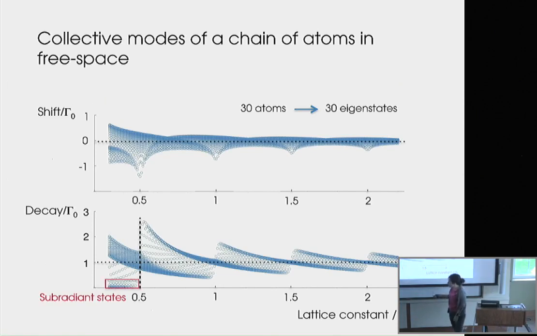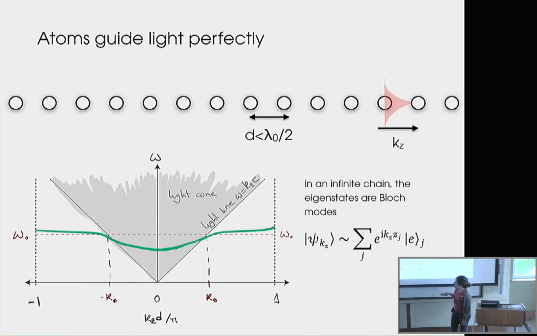And in particular, once you cross a critical distance, that is half of the free space wavelength, you find that you have very dark states, subradiant states. So one thing that we realize is that one can understand these subradiant states in a useful way, at least for us and what remains of my talk. And we understand subradiant states as guided modes of an atomic chain. Okay, so instead of considering a finite chain, let's consider first an infinite chain.